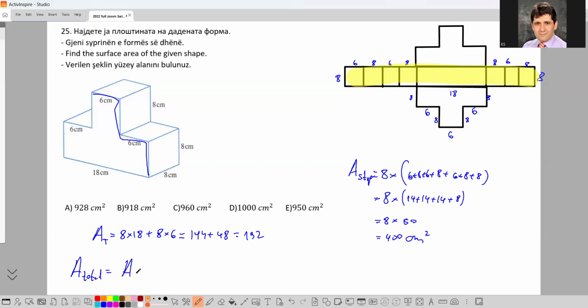So the total area would be the area of the strip, this line here, plus 2 times the T area. That is 400 plus 2 times the area of T, that is 192. So 400 plus 384.